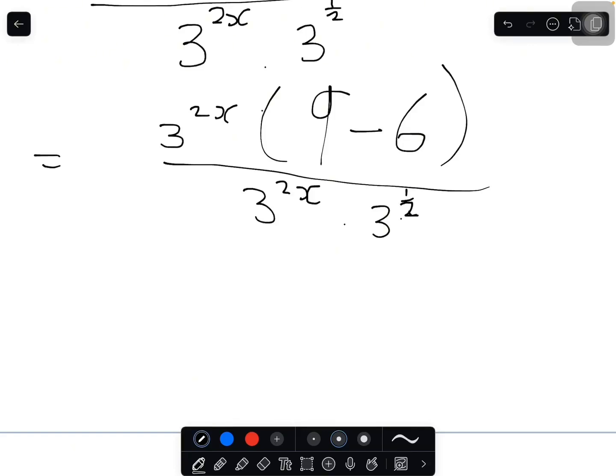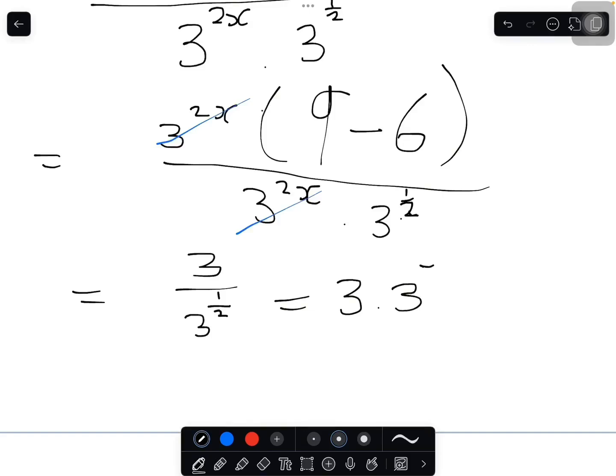And this term right here cancels off with this term right here. And I'm left with 3 over 3 to the half, which is the same as saying 3 times 3 to negative a half. And that's just going to equal 3 to the half, which is equal to the square root of 3.